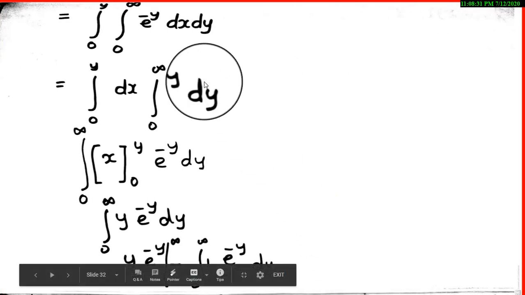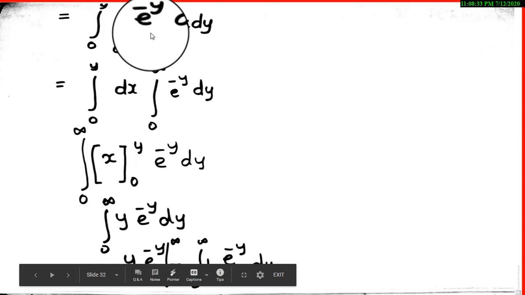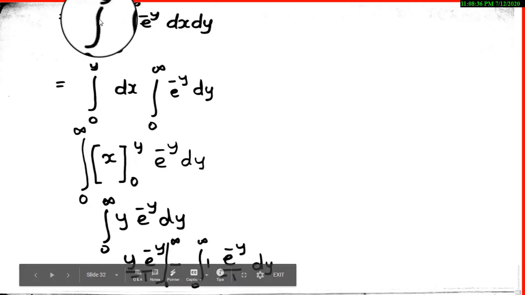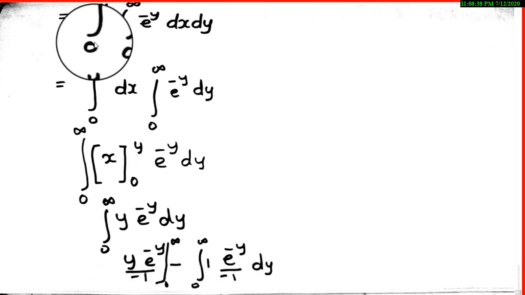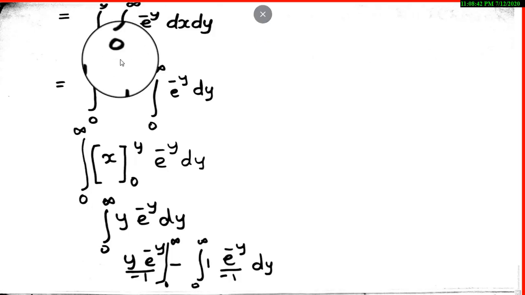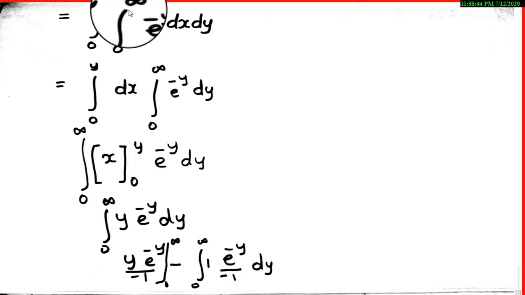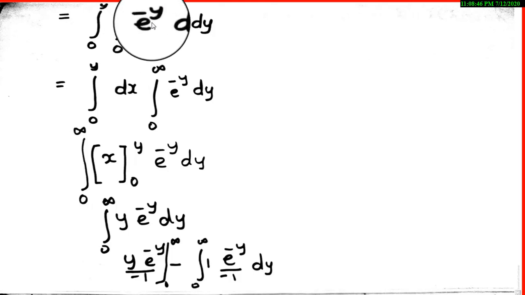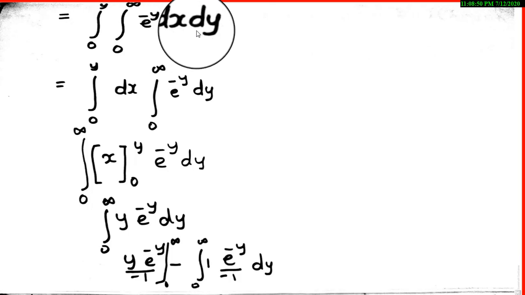Now we'll put the values in the formula. So integration from 0 to y is the limit for x, and from 0 to infinity is the limit for y. The function given in the question is e power minus y, dx dy.